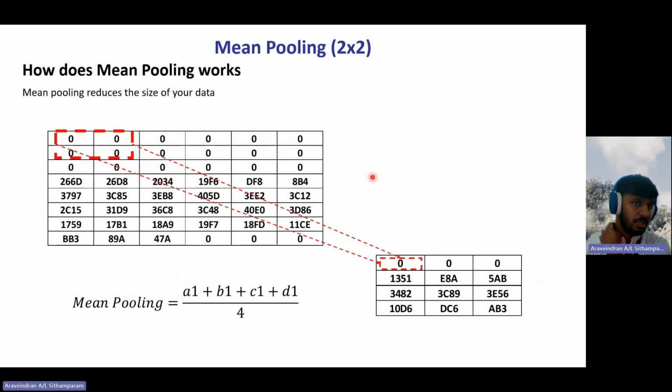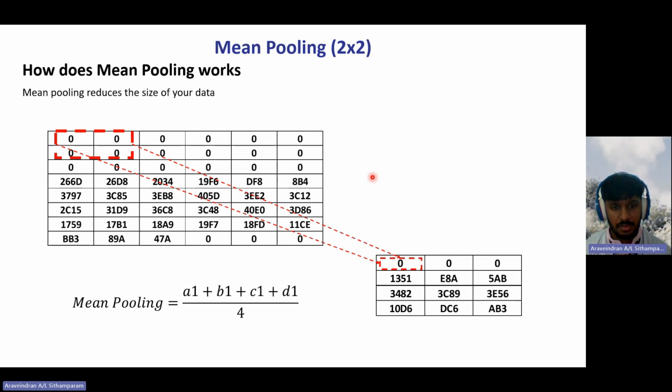So next is the mean pooling. The main function of mean pooling is that it reduces the size of the data, shrinks the image. How mean pooling works is it's an average. Please understand mean pooling 2 times 2: 2 times 2 is the size of its kernel, which means it only takes 4 data each time.